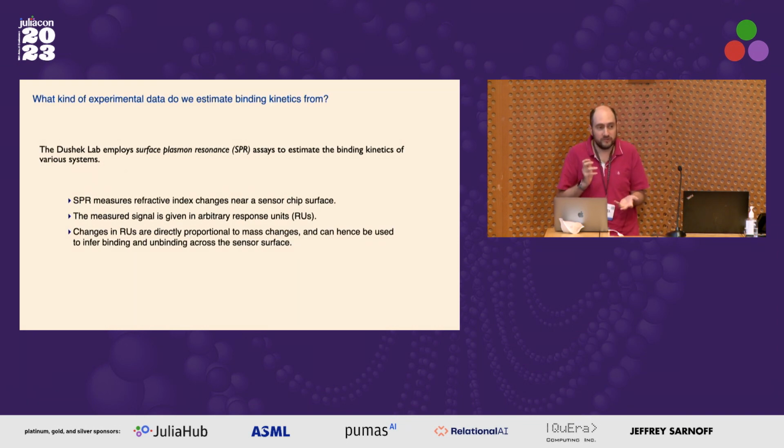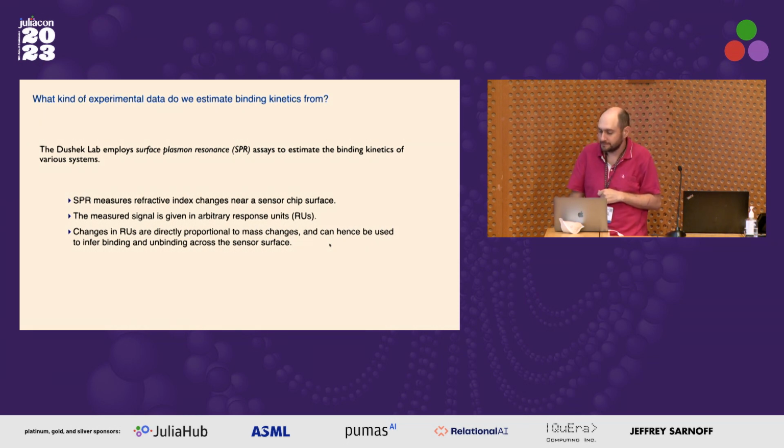So Omer's lab uses what are called surface plasmon resonance assays to estimate binding kinetics. I'm going to tell you how the classical experiment works, and then our new version or model in a minute. I don't really know the details of how SPR works myself, but basically you have a device with a sensor surface that can measure refractive index changes. You get out a single signal that's given in arbitrary response units. What's useful about this signal is it's directly proportional to changes in mass at the surface. So basically, as things bind to the surface of this device, you get a measurement of the change in mass that's going on.